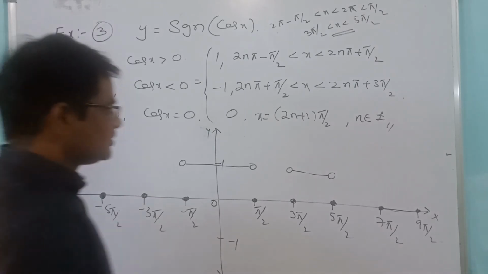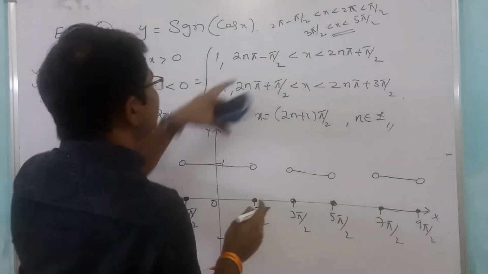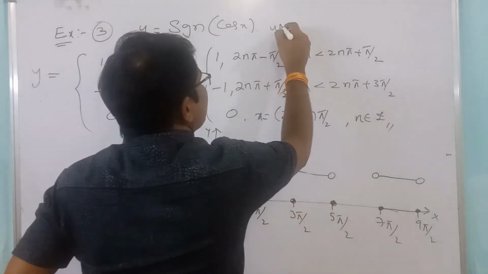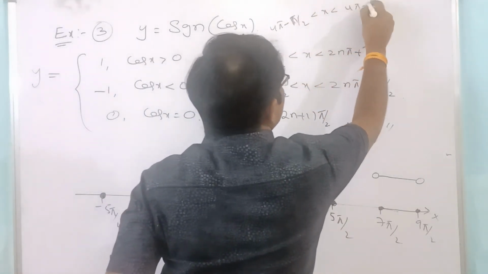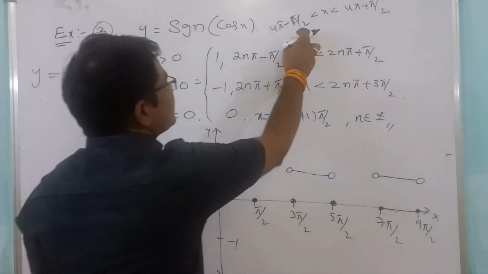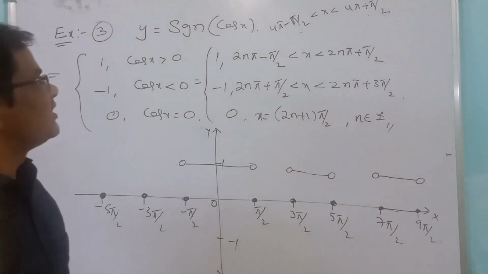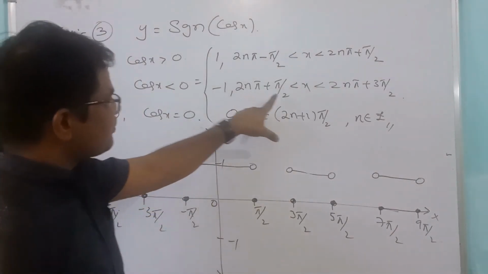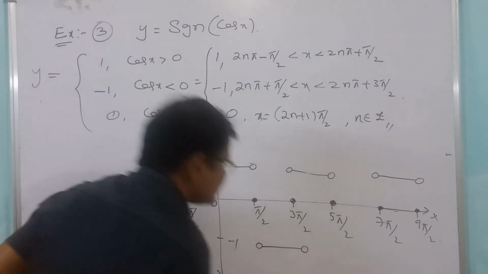Next, here also n equal to 2 if you substitute: 4 pi minus pi by 2 less than x less than 4 pi plus pi by 2. Right. Now here 7 pi by 2, here 9 pi by 2, so 7 pi by 2 to 9 pi by 2 also y equal to 1 only. Next, in this one, n equal to 0, pi by 2 to 3 pi by 2, y is minus 1.